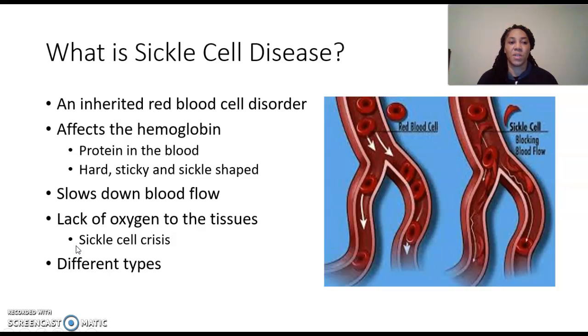So what is sickle cell disease? It's an inherited red blood cell disorder that affects the hemoglobin. So what is the hemoglobin? It's a protein inside the blood that carries oxygen throughout the body.